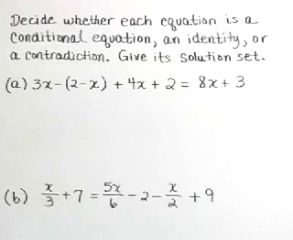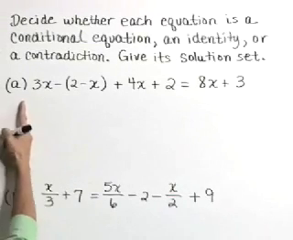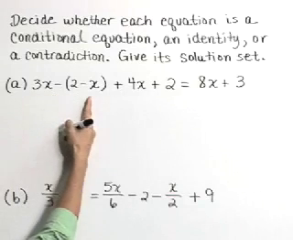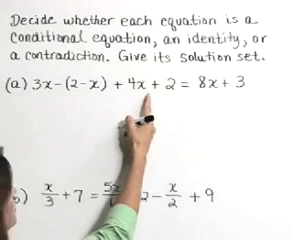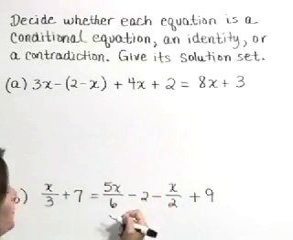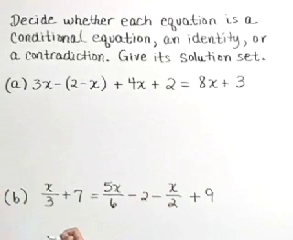Decide whether each equation is a conditional equation, an identity, or a contradiction. Give its solution set. In part A, we have the equation 3x minus the quantity 2 minus x plus 4x plus 2 is equal to 8x plus 3.